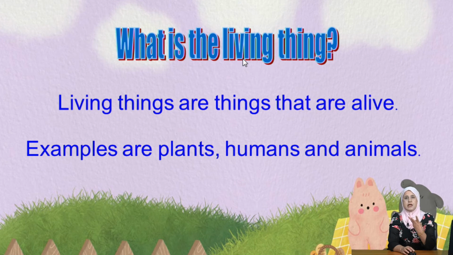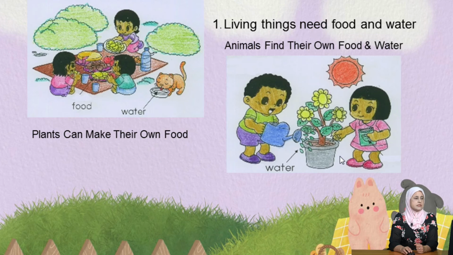Living things are three kinds, students. Plant, human, animals, okay? Human needs food, human needs water, animal needs food, animal needs water. Plant needs water, plant needs sunshine. Living things need food and water, okay? Because human, animal, plant, they are living things.